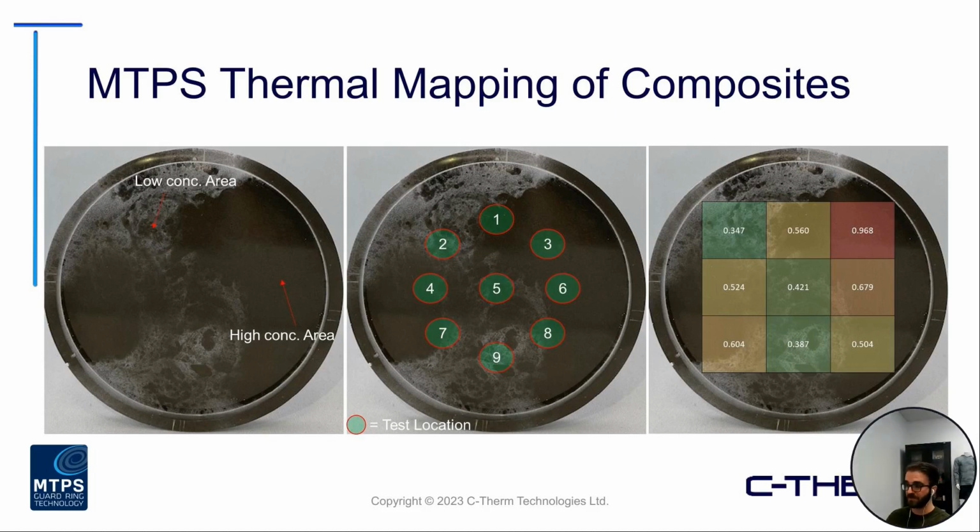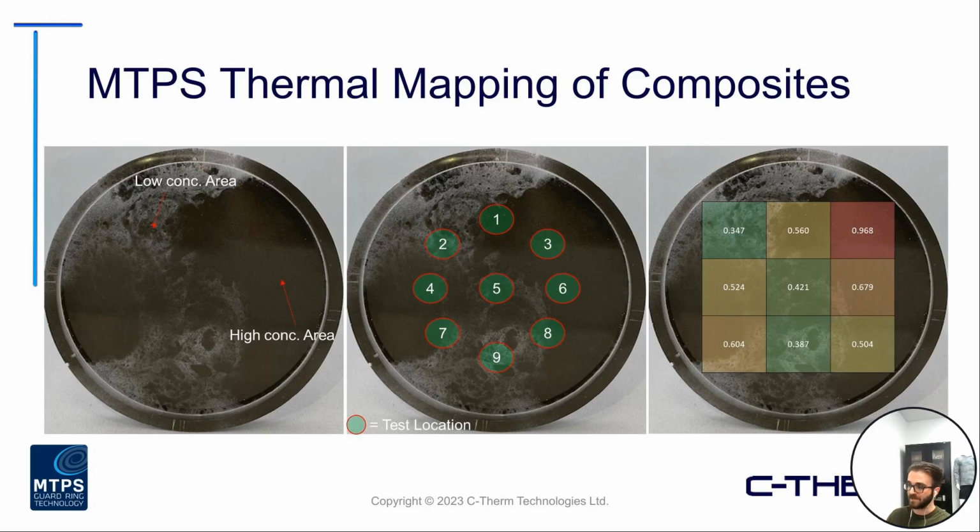Now compare that to, let's say, spot number 3 in that central image, so just to the right, much more densely populated with that conductive filler. And as we can see, the correlating result on the right image is almost 3 times higher, coming in at about 0.968. So this shows how the MTPS can be applied across different areas of a sample, and you can get those individual location measurements.